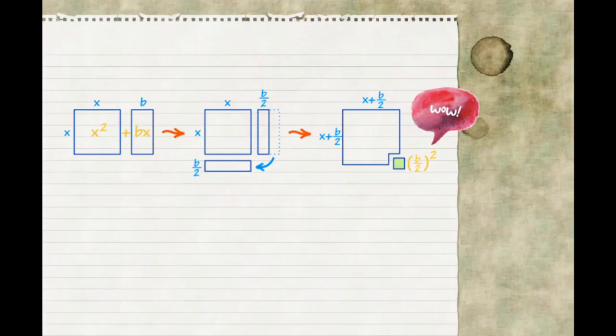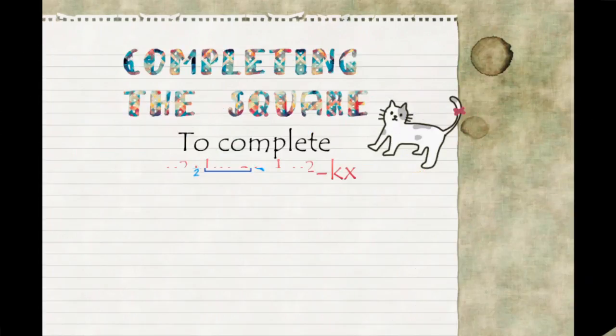But since we add an additional (b over 2) squared, we're going to have to subtract the exact same amount so the equation makes sense. And so we subtract that part and we put it at the very back of the equation.